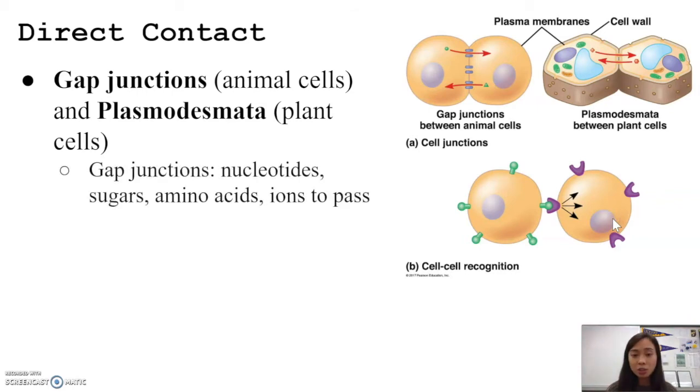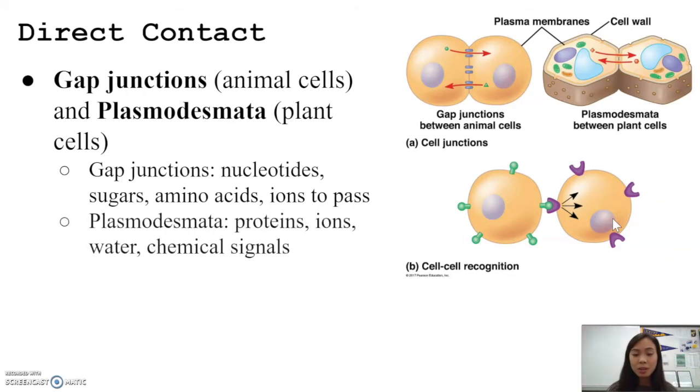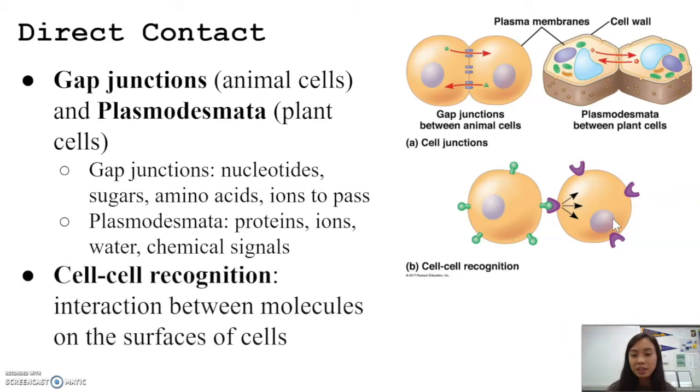So for example, in gap junctions, it allows for nucleotides, sugars, amino acids, and ions to pass through. In plasmodesmata, proteins, ions, water, and chemical signals can pass through. There's also cell-to-cell recognition, where instead of having junctions, openings in the membranes or in the cell walls of these cells, there's interaction between the molecules on the surface of the cell. So you can think about the carbohydrates on the surface of cells, the glycoproteins. Those allow for cell-to-cell recognition to occur.